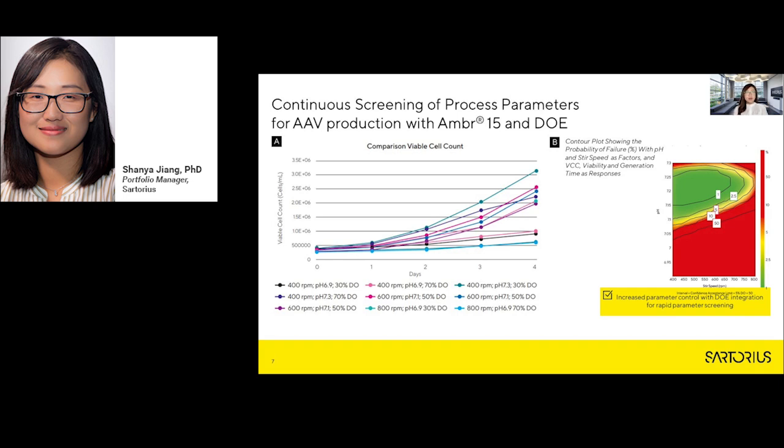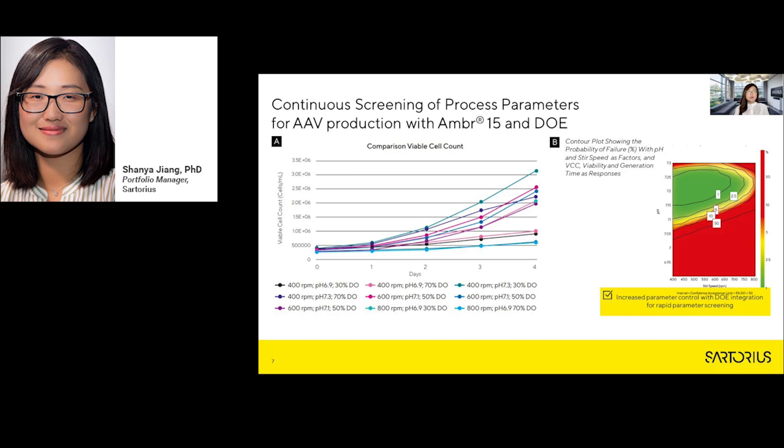As shown in Figure A, 400 RPM, pH 7.3, and 30% DO yielded a viable cell density of more than 3 million cells per mL. pH and stirring speed were identified to be parameters that have a significant impact on cell growth. To further facilitate the interpretation, the data was also visualized in a contour plot.